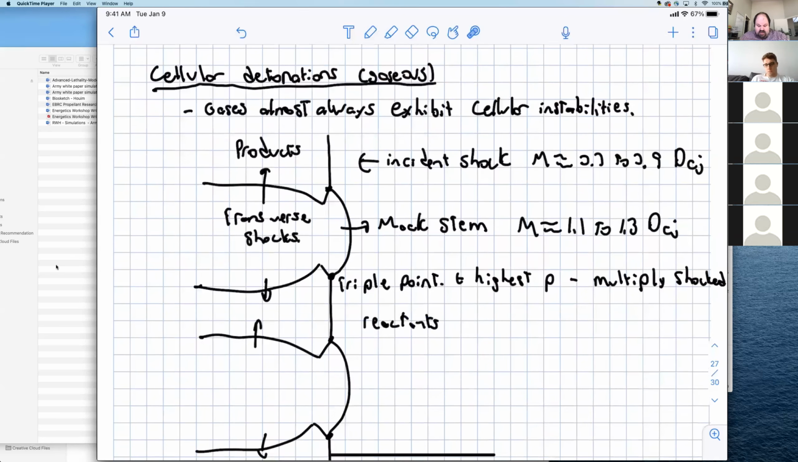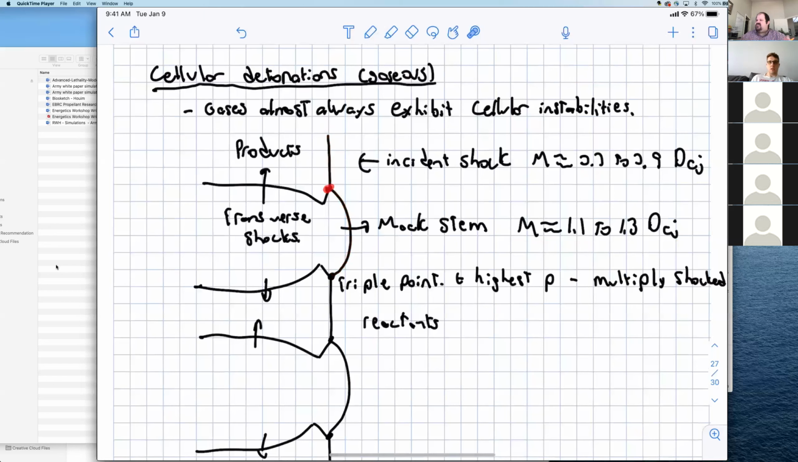This is just a very poor drawing of one. You had this sort of flat portion here. Those are called the incident shocks. Those are moving slower, at about 70 to 90% of DCJ. Then you had those bumps that sort of surged forward. Those are called Mach stems, and their velocity is about 1.1 to about 1.3 times DCJ. And then where this incident shock and the Mach stem meet, that's called a triple point.